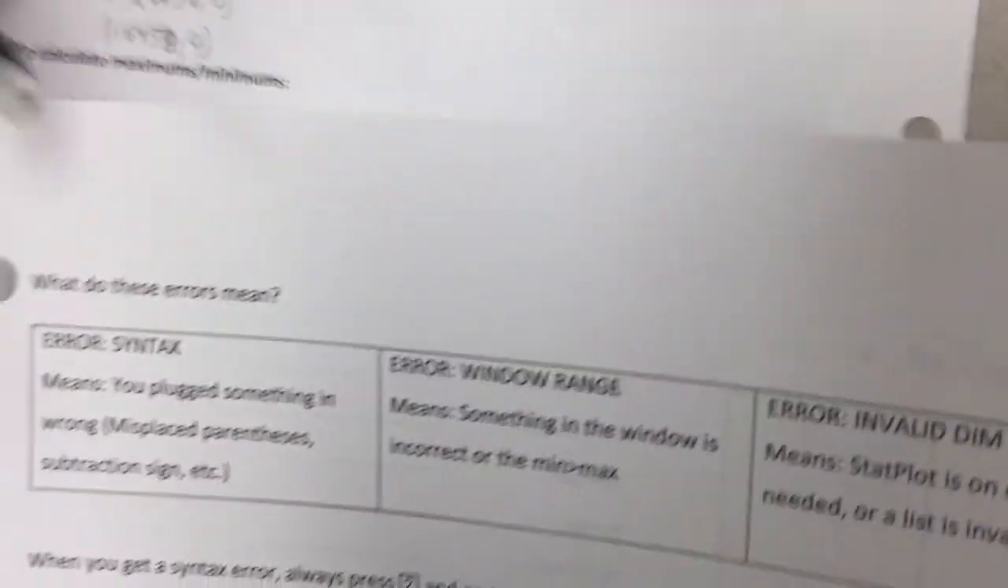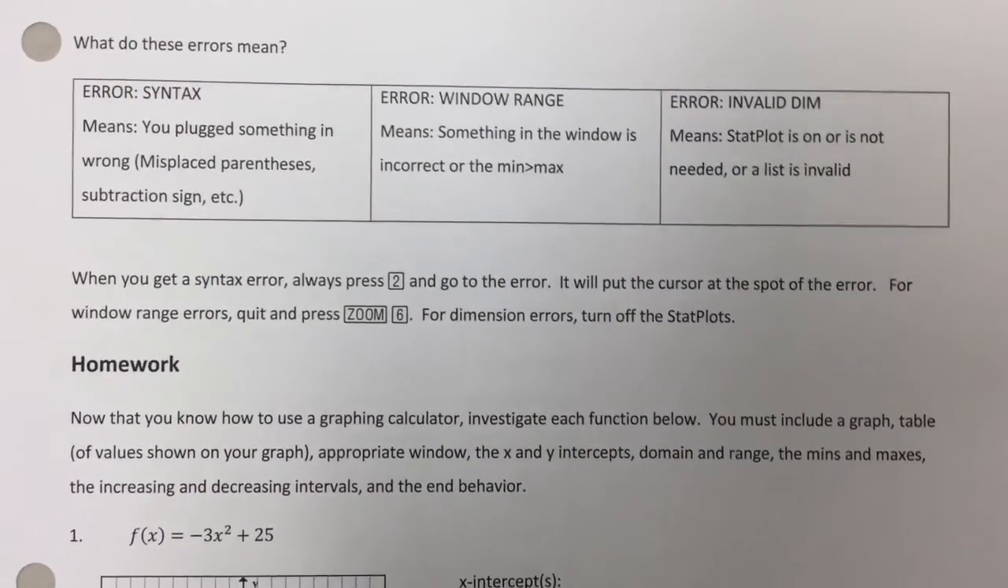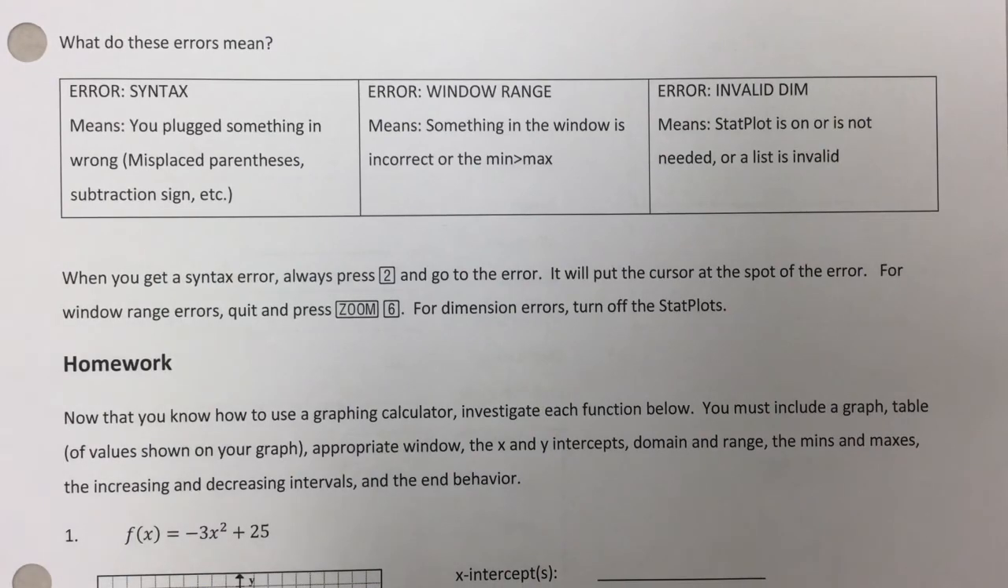All right, the last thing we're going to look at is errors. So sometimes you get errors. You need to know how to fix them. If you get a syntax error, that means you plugged something in wrong. So normally it's like a misplaced parentheses. You used a subtraction sign instead of a minus sign or a negative sign, things like that.